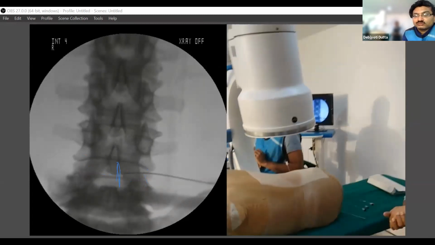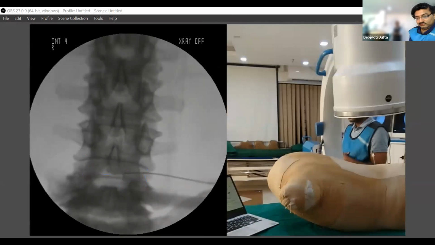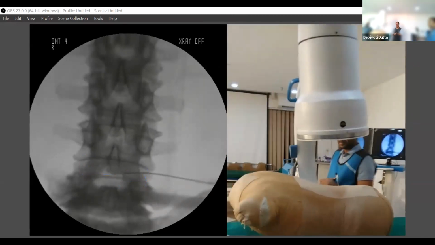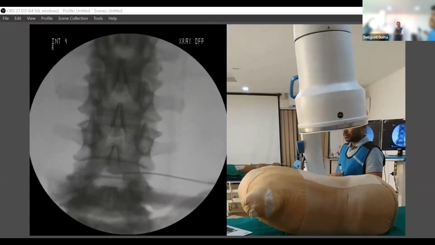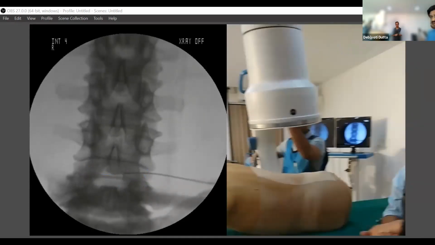So this is how your final needle position should be confirmed, by the AP image and also by the lateral image. Right? Any questions from anybody?